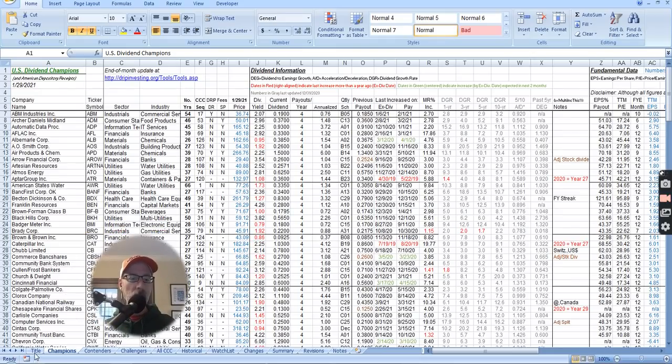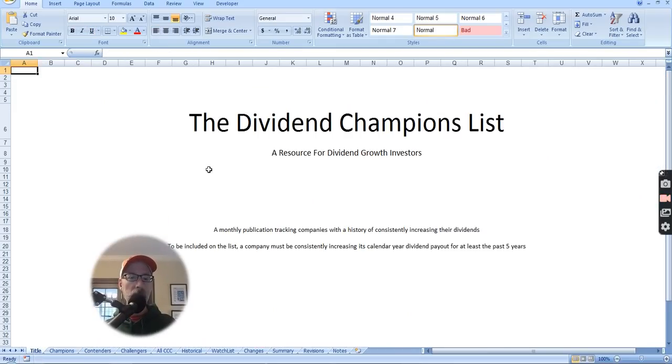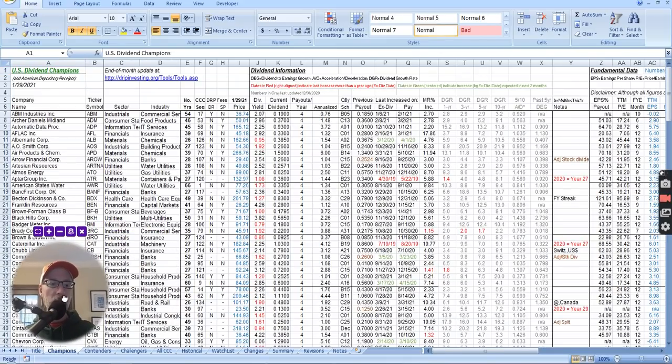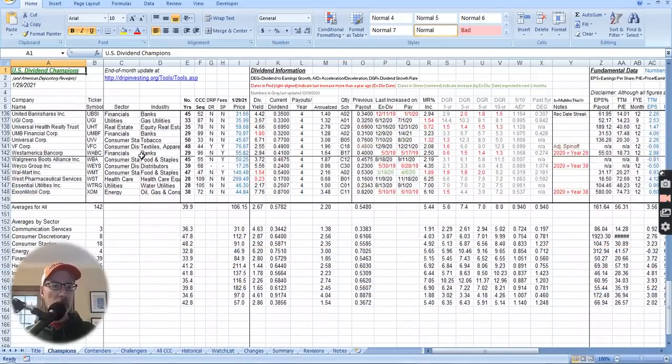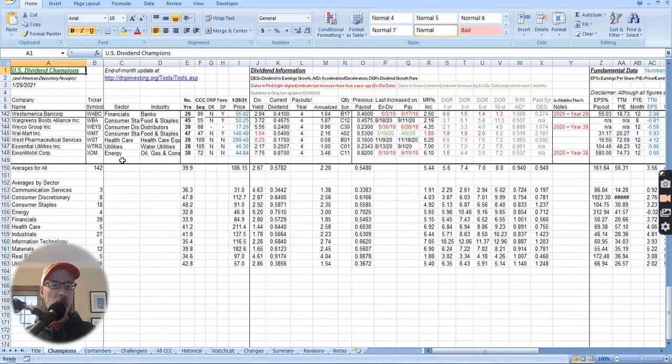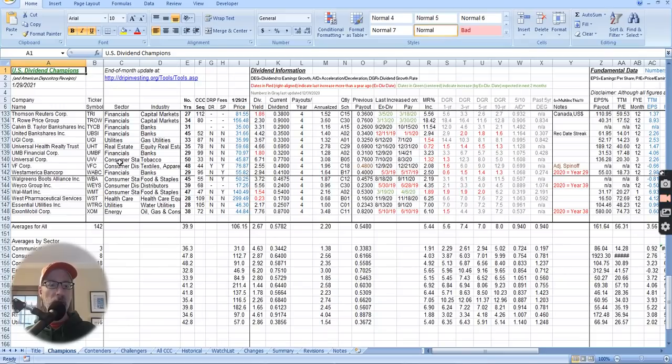Now, along the bottom, you have the title. It might open up into the title page, Dividend Champions List. And along the bottom are more tabs. You want to concentrate on the Champions tab. The list contains companies that have raised their dividends every year for at least 25 years in a row. So these are solid companies you can use to start creating your watch list. If you scroll down, it has roughly 148 companies that have raised their dividends for 25 years in a row.